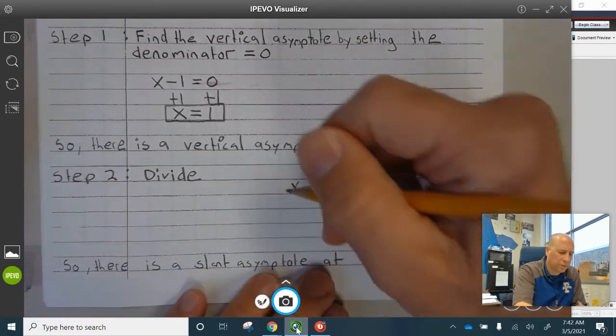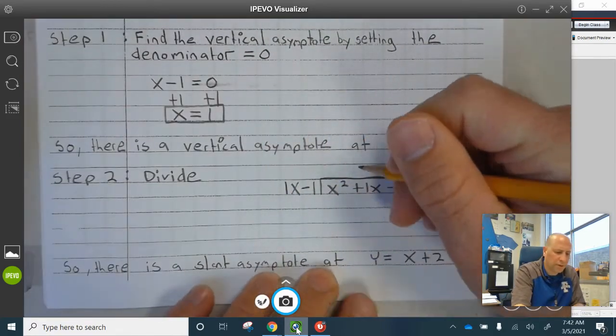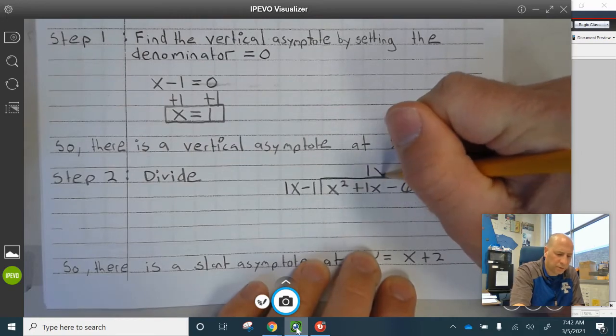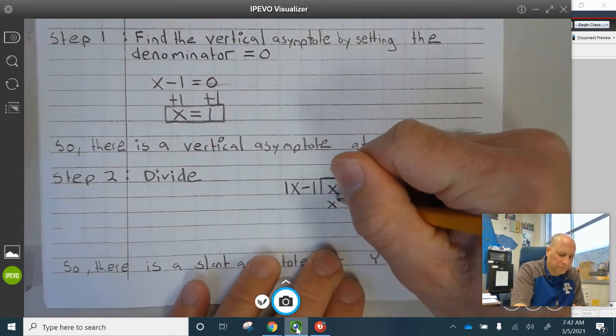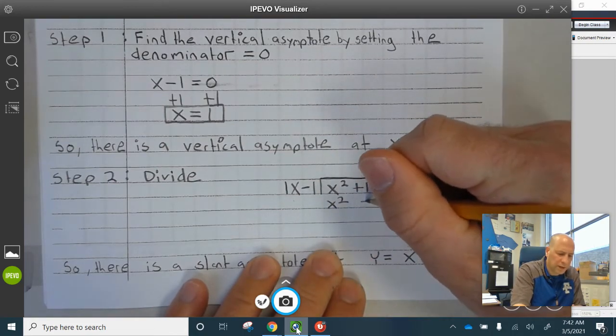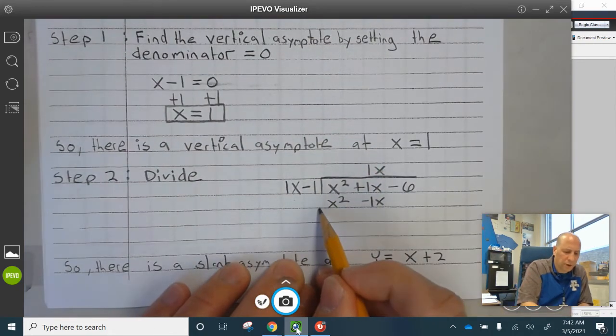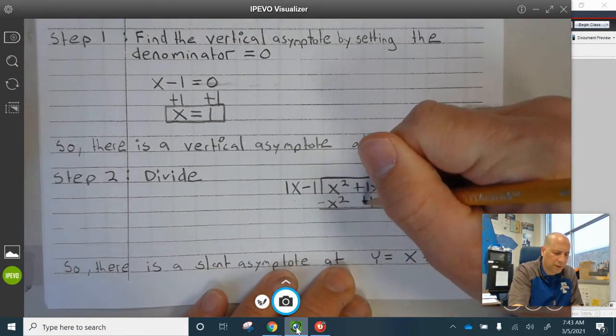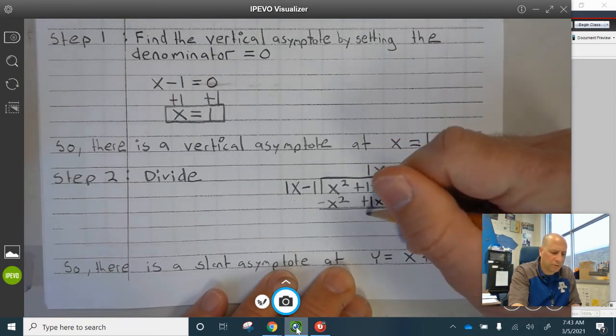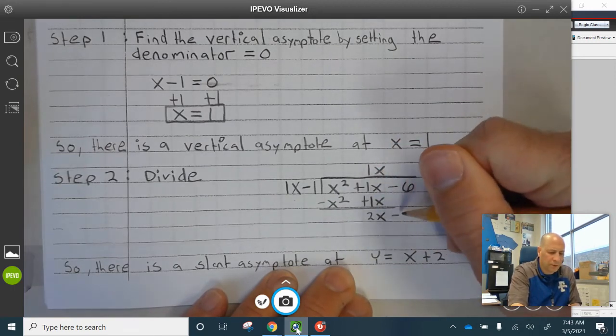So we ask ourselves, what do you multiply x by to give you x squared? The answer to that is x, or 1x I should say. So now x times x is x squared. x times -1 is -1x. Now we subtract. So we subtract, that becomes positive. So 1x and 1x is 2x. Bring down the -6.